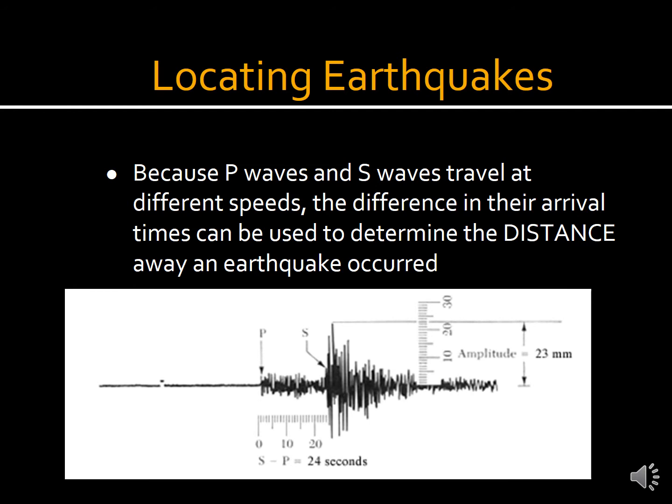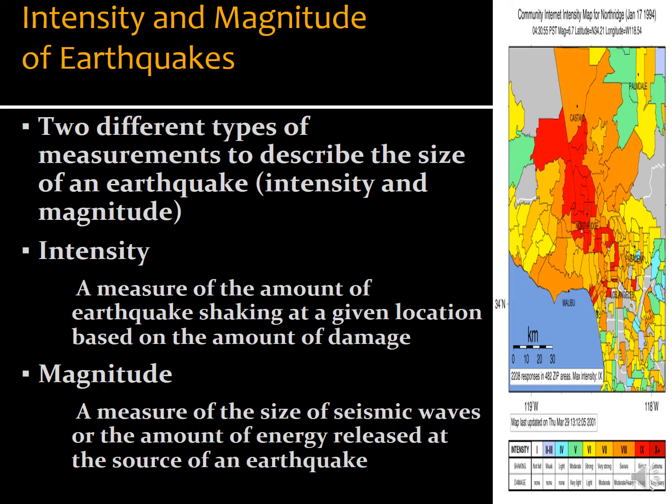So again, locating earthquakes. P waves and S waves travel at different speeds. The difference in their arrival times can be used to determine the distance away from where the earthquake occurred. So here you're going to see the P waves and you have the S waves. Remember, the compressions tell you your wavelength. Now this right here is measuring your wavelength. And so we take S minus P, which will give us how long it was, and we have a little ruler to identify it.